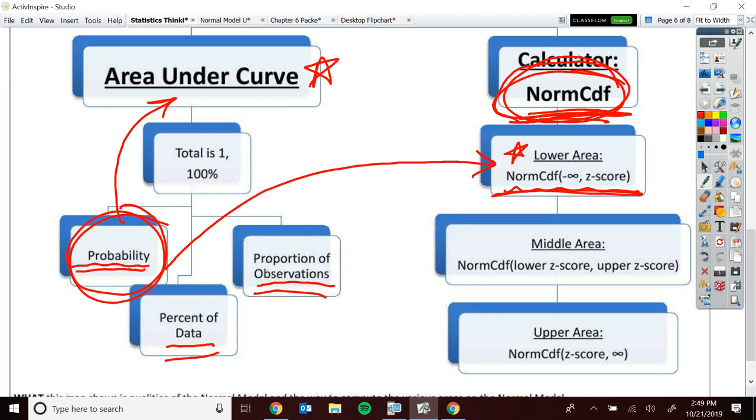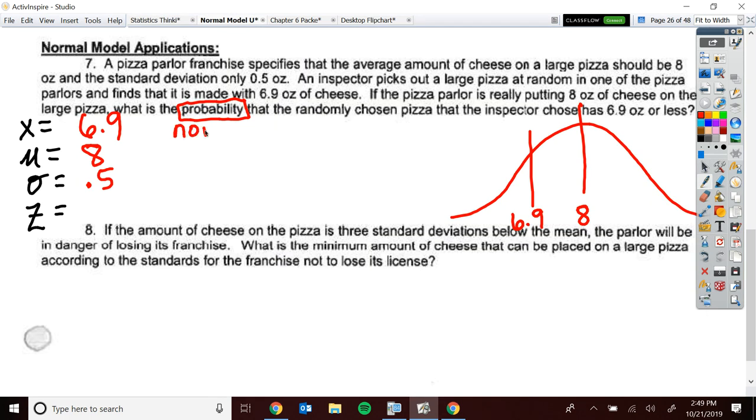If you saw proportion of observations or percent of data, it should trigger this visual here. So because of that, I know I'm going to have to do norm CDF. All right, so what do I need to do then with my little 6.9? Get a z-score. So I'm going to do this. That z-score is negative 2.2.